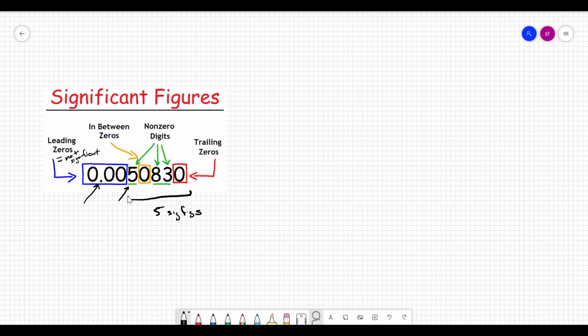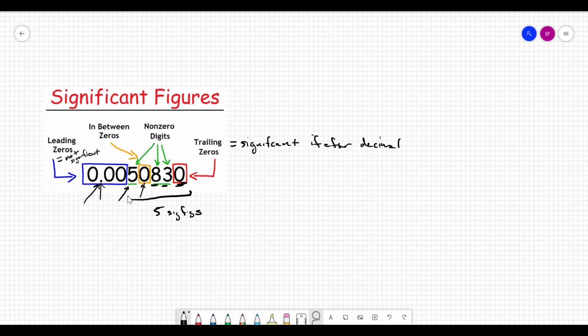And then any zeros that are in between non-zero digits, this one that's circled by the orange marker, those are considered significant. The 8 and the 3 are certainly considered significant. And any trailing zero is significant, but conditionally. It is significant if it comes after the decimal. So in this case, as long as that zero is following the decimal, and it is in this case, then we consider that a significant digit.